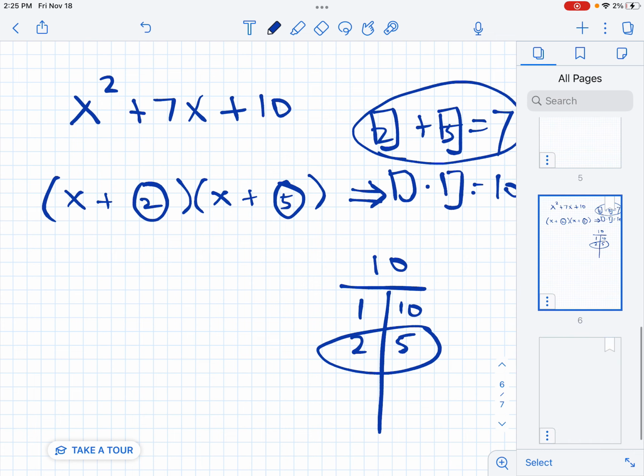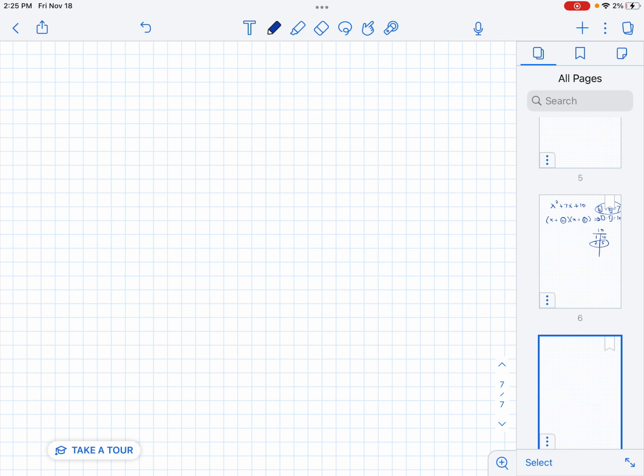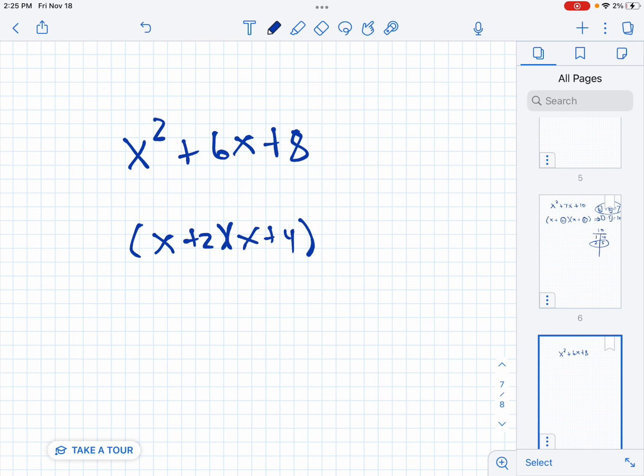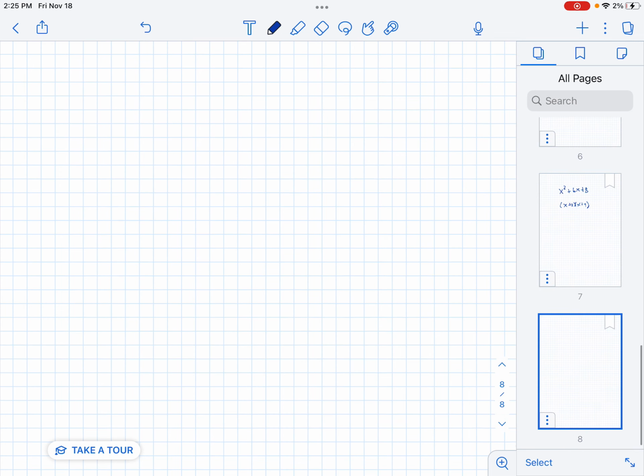Okay, let me give you one to work on. Let's do this one: x squared plus 6x plus 8. Go solve that out. Great. So we should have gotten (x + 2)(x + 4), because 2 plus 4 is 6, 2 times 4 is 8. Okay, let's do something with a negative in it.